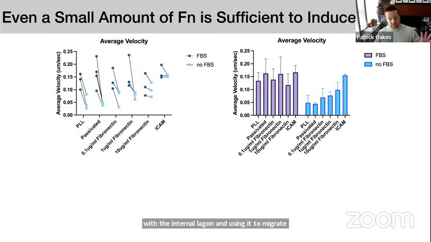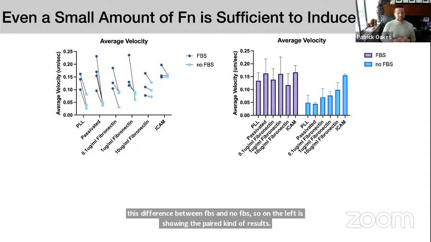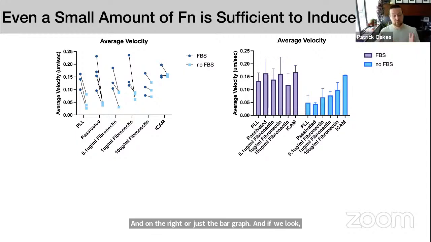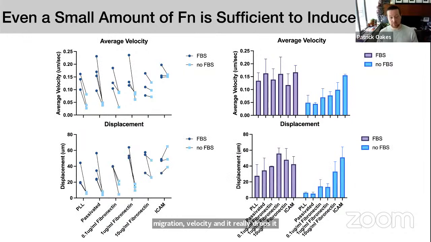So this is just a compilation of the data I just showed you, but to really highlight this difference between FBS and no FBS. On the left is showing the paired results, and on the right are just the bar graphs. And if we look, we can really see that in all cases, except for when we have ICAM and the large amount of fibronectin, taking away the FBS has a dramatic impact on the migration velocity. It really drops it down to basically noise levels of not moving very far. And that's true for the displacement as well.